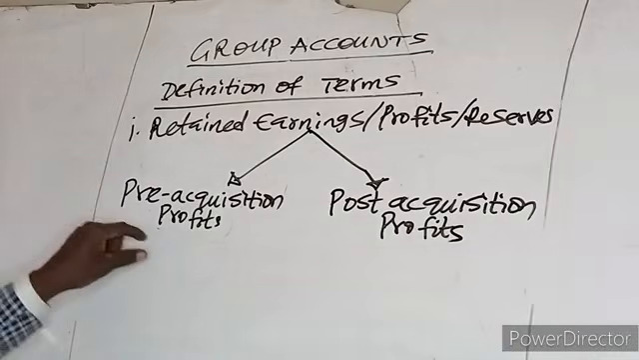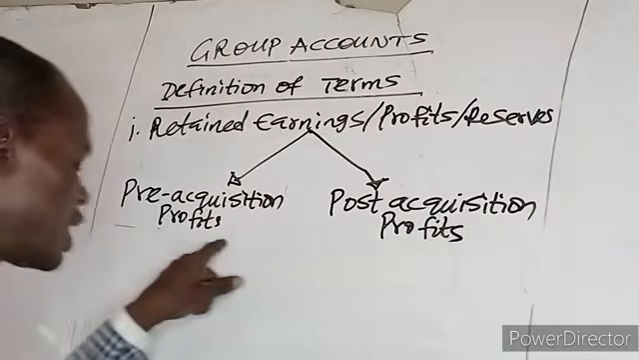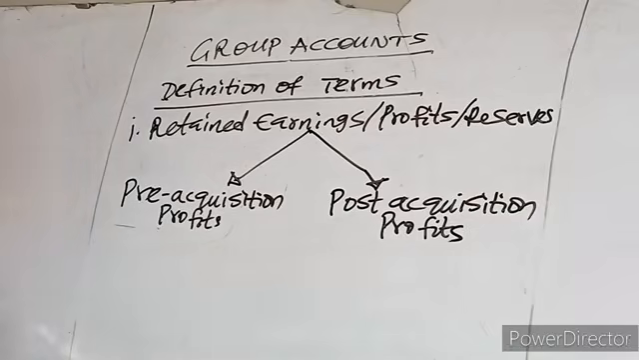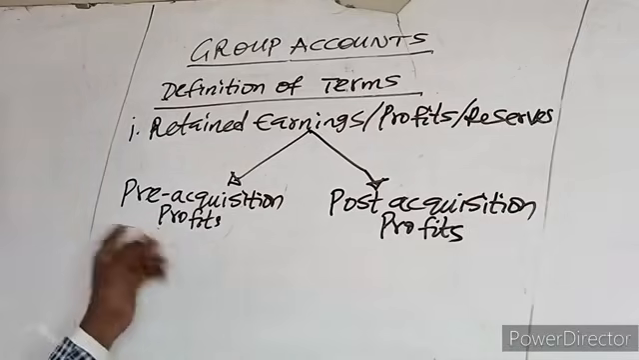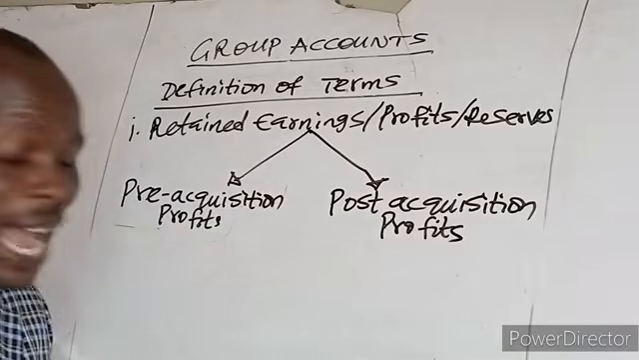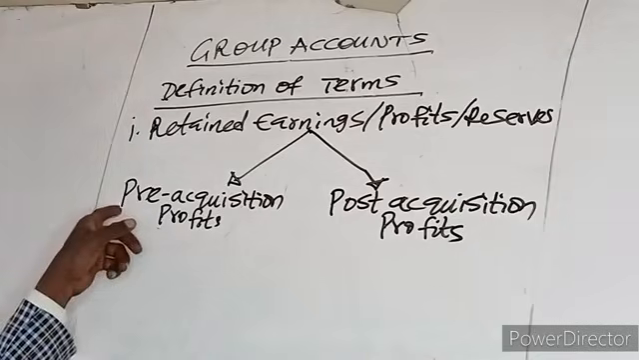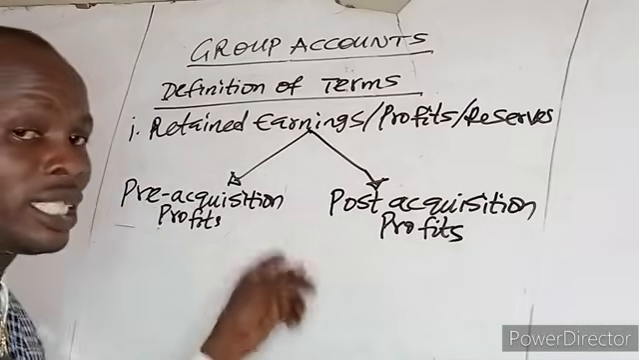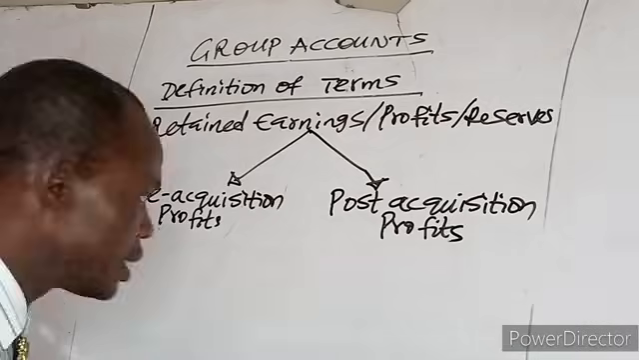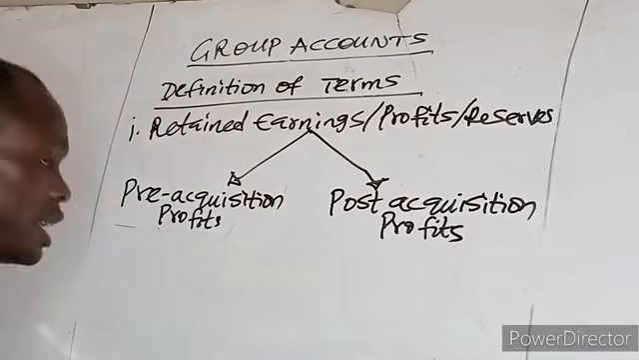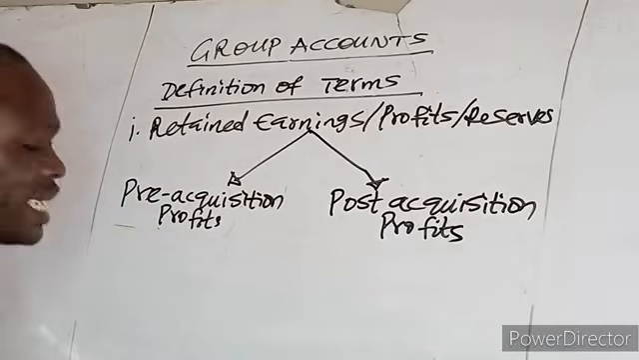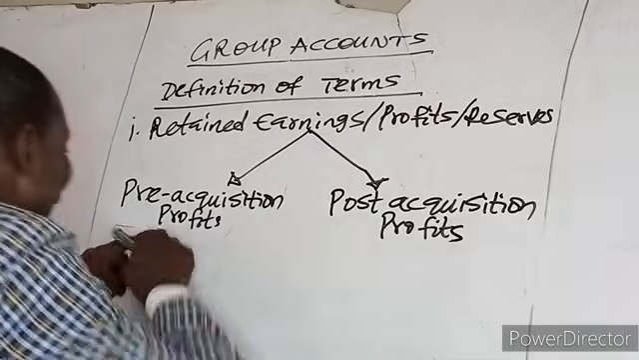Pre-acquisition profit is the profit of the subsidiary as at the date of acquisition. The profit of the subsidiary as at the date it was acquired by the parent is known as the pre-acquisition retained earnings. These are the profits that have been earned by the subsidiary company before it was acquired.